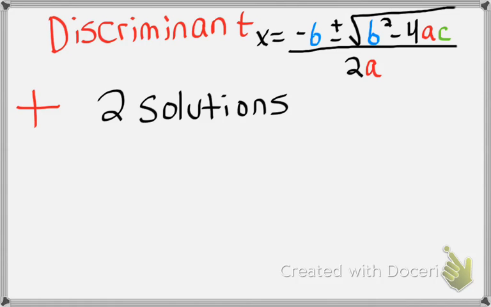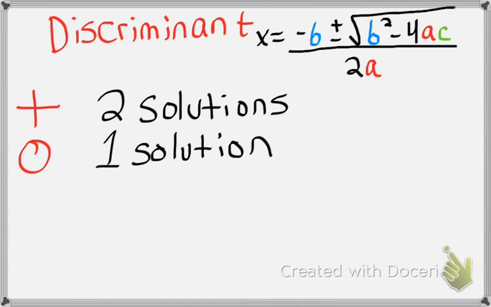Now, if it is 0, meaning if all of this in here equals 0 when you plug in for everything, meaning the square root of 0, well, hey, the square root of 0 is 0. That's one number. So if the discriminant is 0, you'll have one solution.